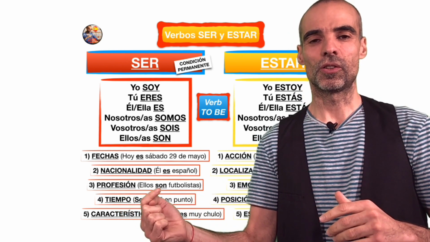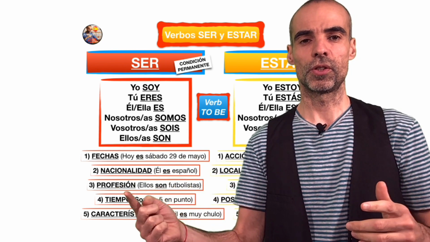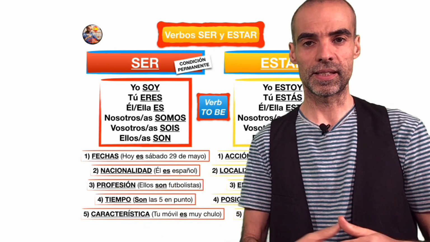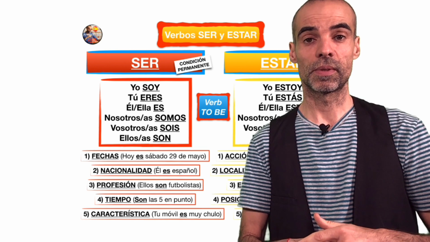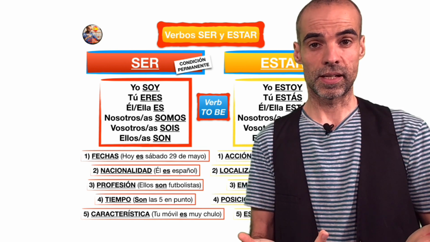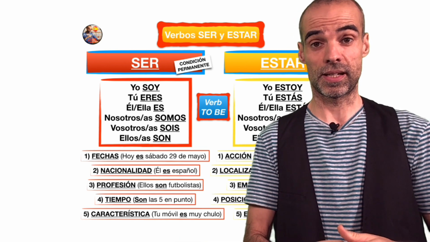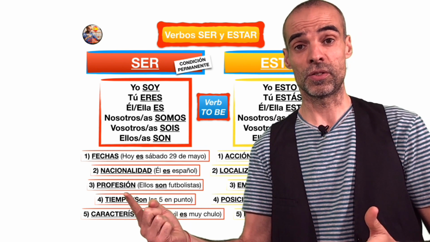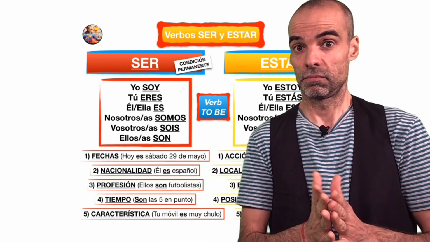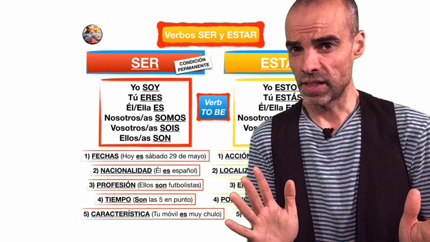Now, profesión, profession, job, profesión. Ellos son futbolistas. They are footballers. We cannot say ellos están futbolistas. So when we're talking about professions, we use the verb ser. So far, so good? ¿Sí?